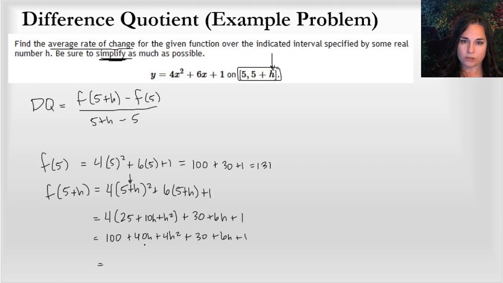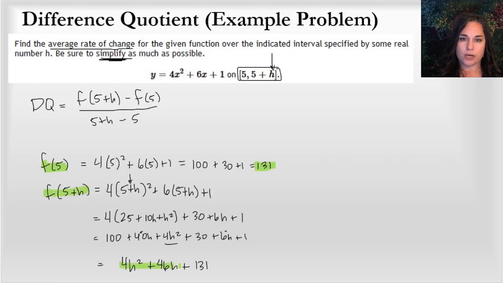Let's do one final simplification. I'm going to put the 4h squared out front. I'm going to go from highest power to lowest power on my h. So I have a 4h squared. I have a 40h and a 6h, so plus 46h. And then I have 130 and plus 1, so plus 131, which is a similar number as before. So I'm going to take these two values, right? This is represented, it's 131.